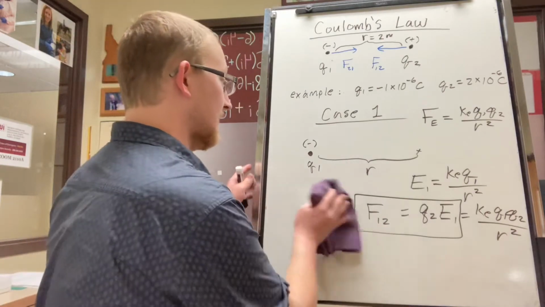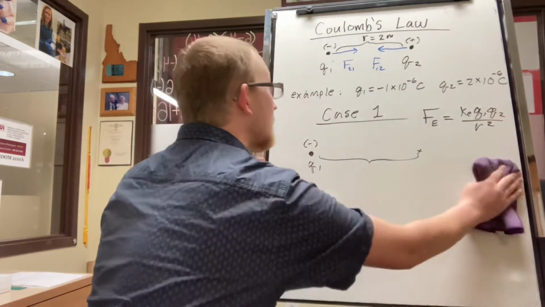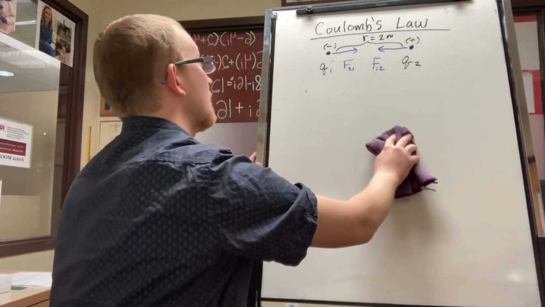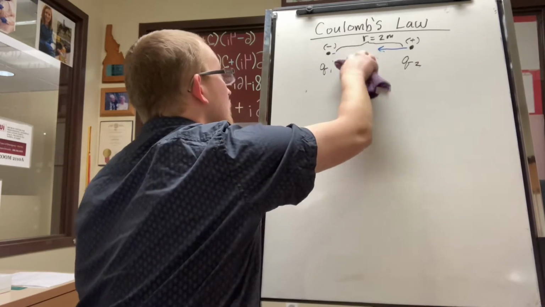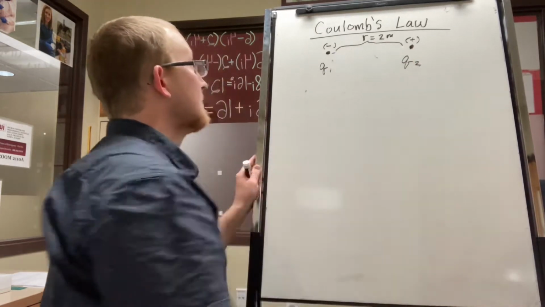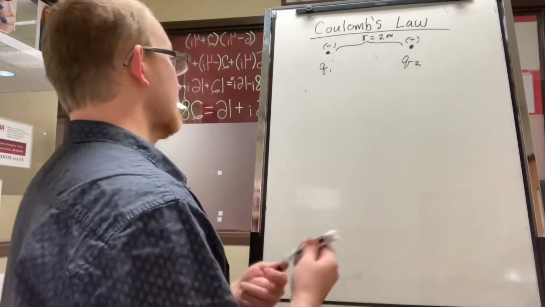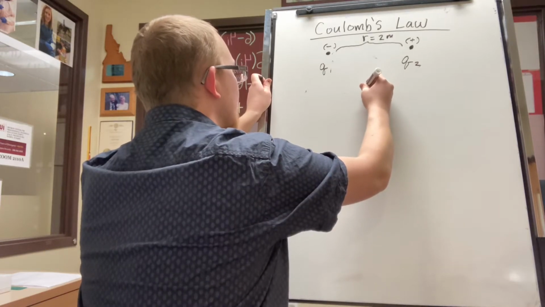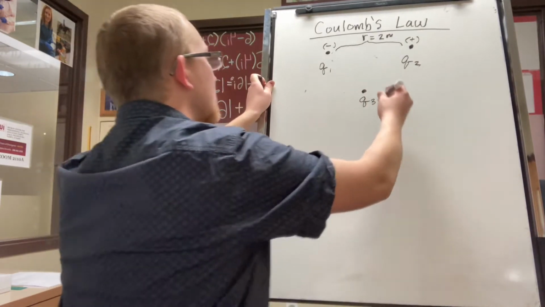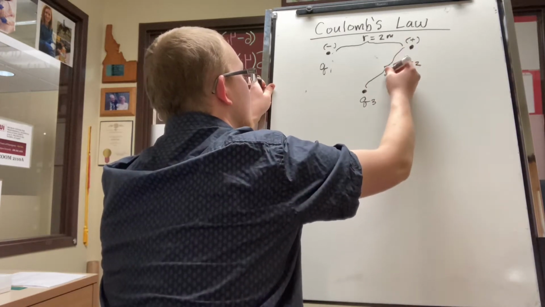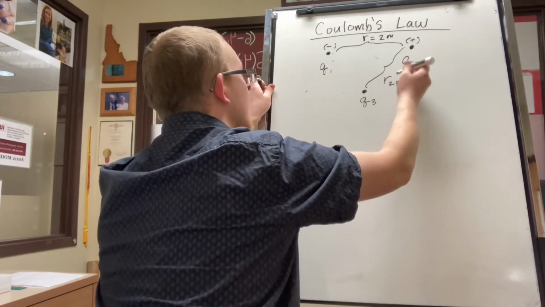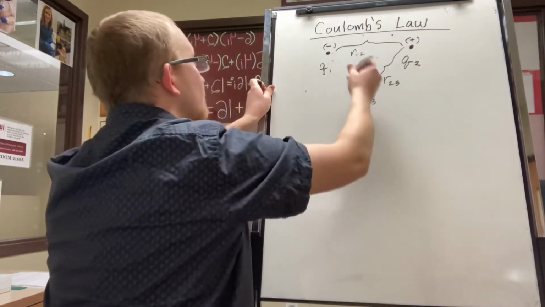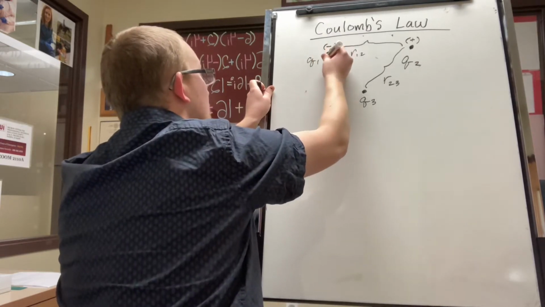And in order to do that, let's make a new example. So this time, let's say that we have a third charge. Okay, so we're going to get rid of some of these lines. Let's say that we have a third charge that's right over here, Q3. And we know the distance R between 2 and 3. We know the distance R between 1 and 2. And we'll say that we know the distance as well.